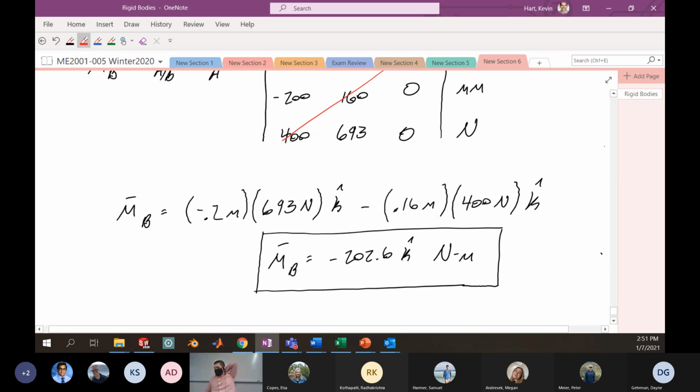So that's it for today. Our moment here, negative 202.6, is the amount of torque that we're providing at B from that force. That's it for today. Thanks for coming, and we'll continue with this tomorrow.